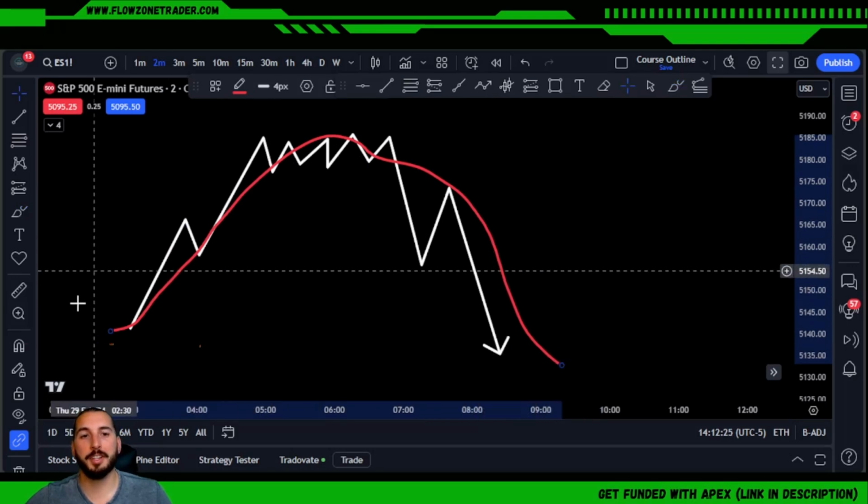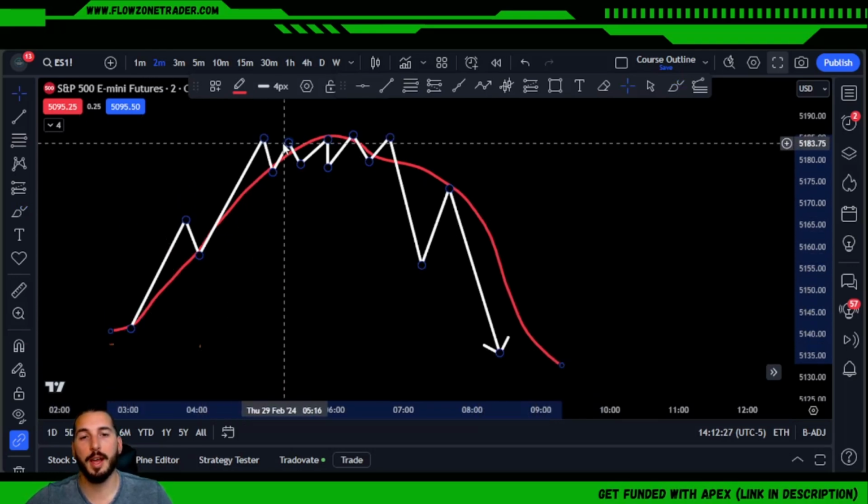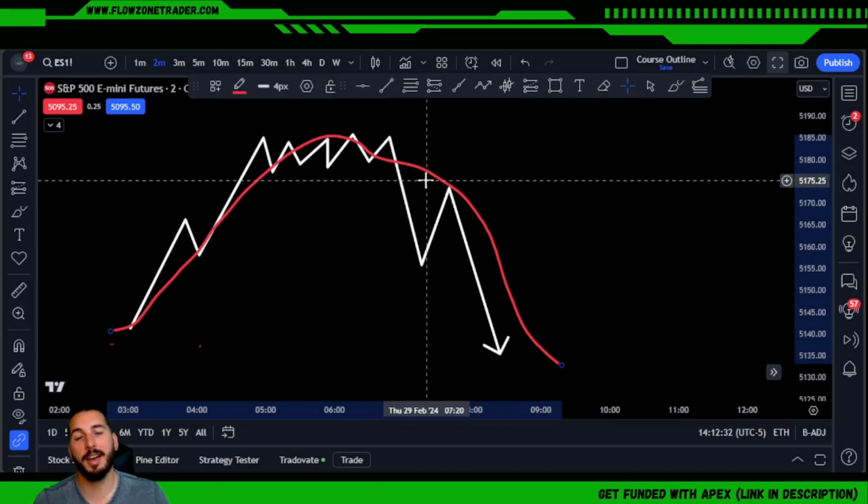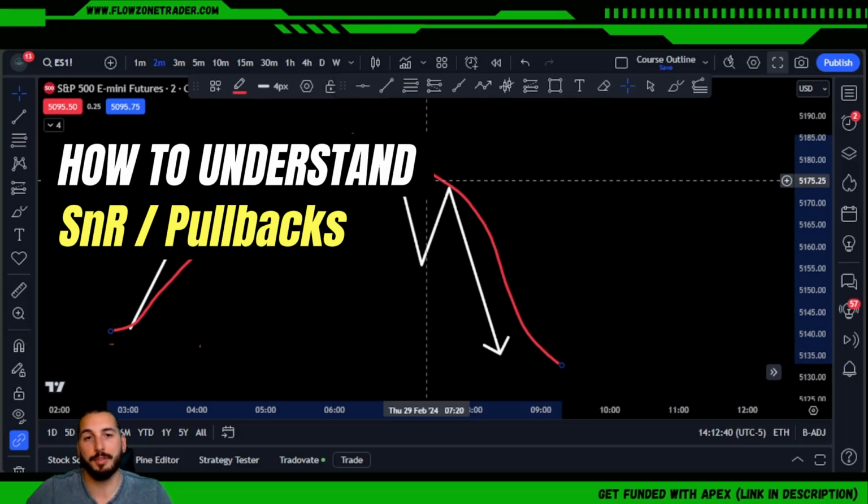All right, so we can imagine that this is price in the white line and the EMA would be the red line. Okay, so that gives you an idea of how you can use the EMA to understand trend. But more than that, it can be used as dynamic support and resistance.